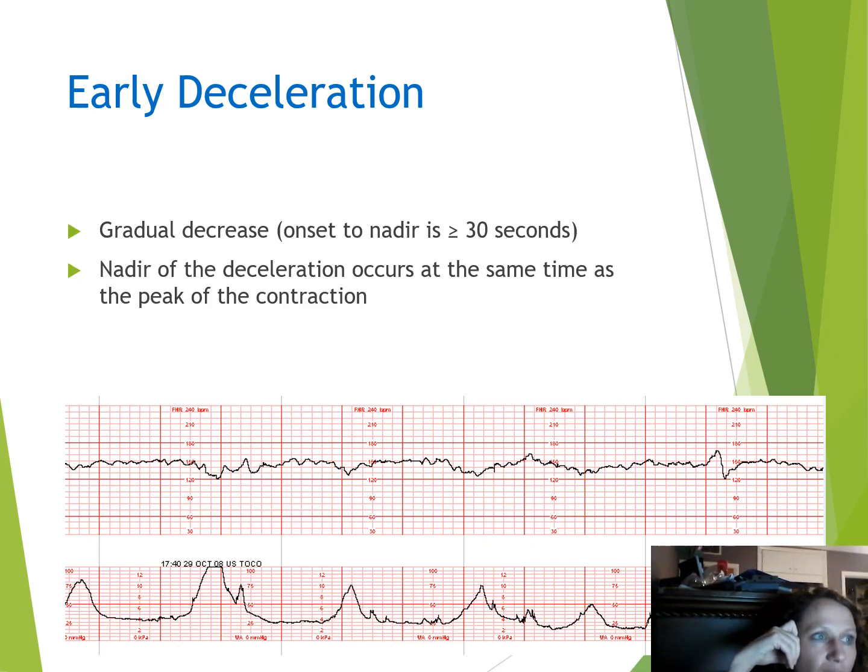So with a deceleration. An early deceleration is from the onset to the nadir, so from the beginning of the decel to the lowest point of the decel is greater than 30 seconds. Okay, it's important to know because it helps you determine between your different types of decels. Okay, it mirrors the contraction. Now, I will tell you, their bodies don't read our textbooks, so it may not look absolutely positively identical, but the peak of the contraction should line up with the nadir of the decel.